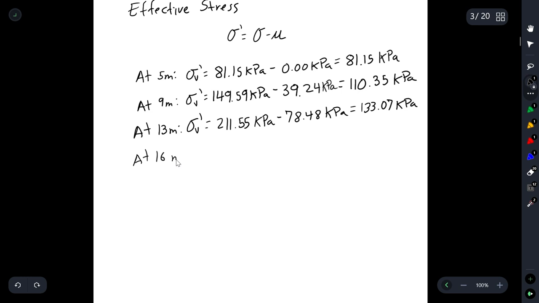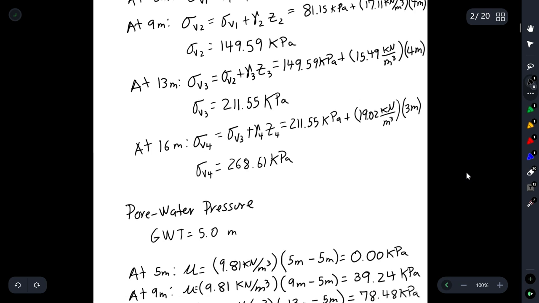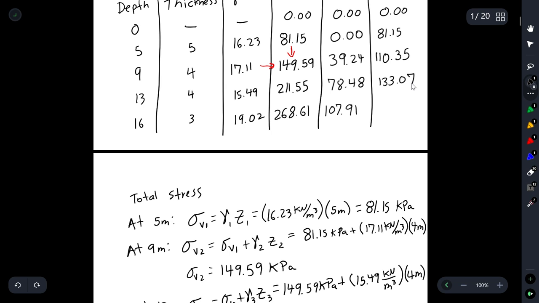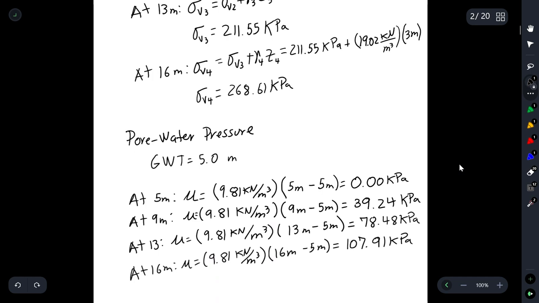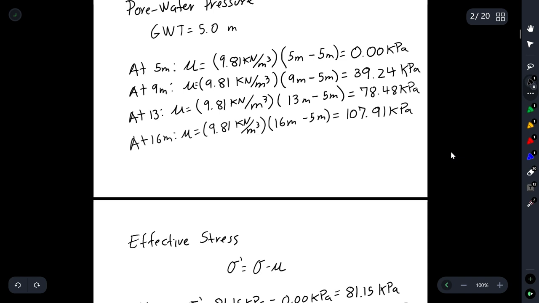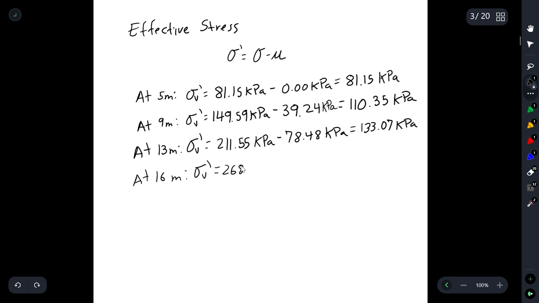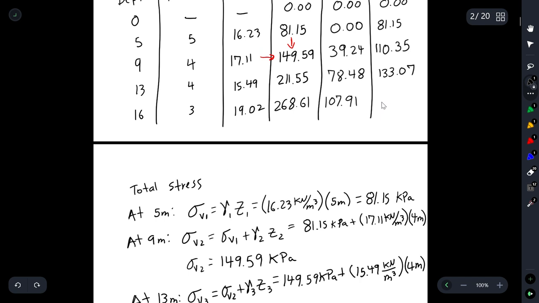Then at the bottom, at 16 meters, we're going to have the same, so 133.07 for 13, 133.07, and finally 268.61 kPa minus 107.91 kPa, that would be equal to 160.70 kPa. So we come here, 160.70. I don't need to put the kPa here because they're up there.